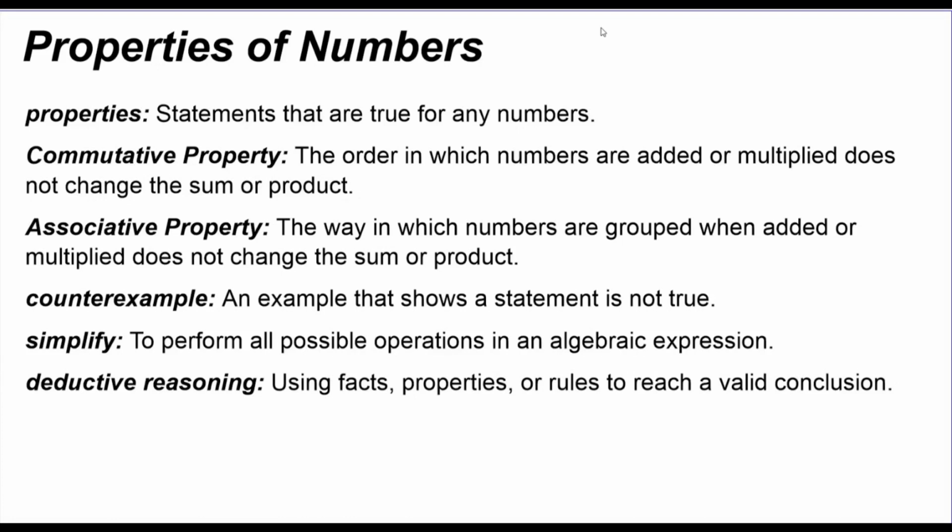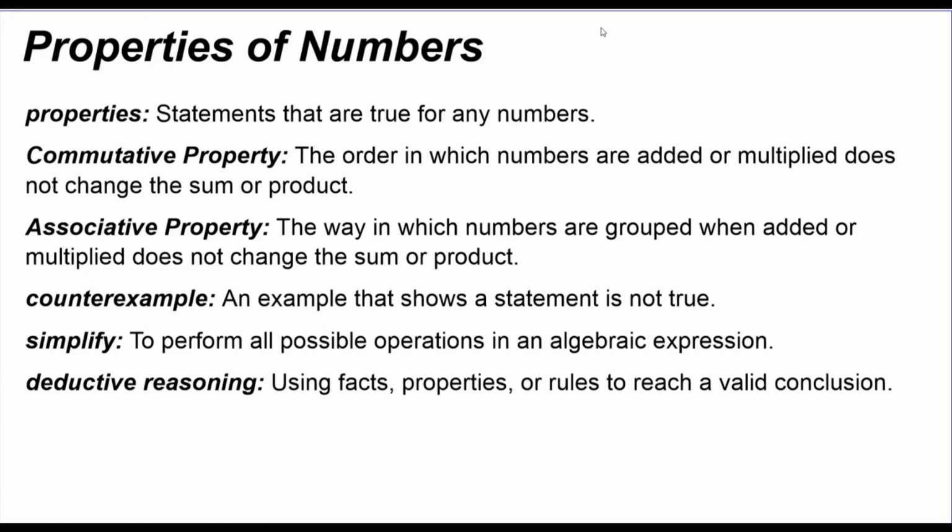So the commutative property has to do with moving things around, and the associative property has to do with grouping symbols, how we group numbers together. A counterexample is an example that shows that a statement is not true. That's one way to show whether a property is true for certain numbers. If you can show a counterexample or prove that it's false, then we know that those operations don't have that property. And then, to simplify an expression means to perform all the possible operations in an algebraic expression.